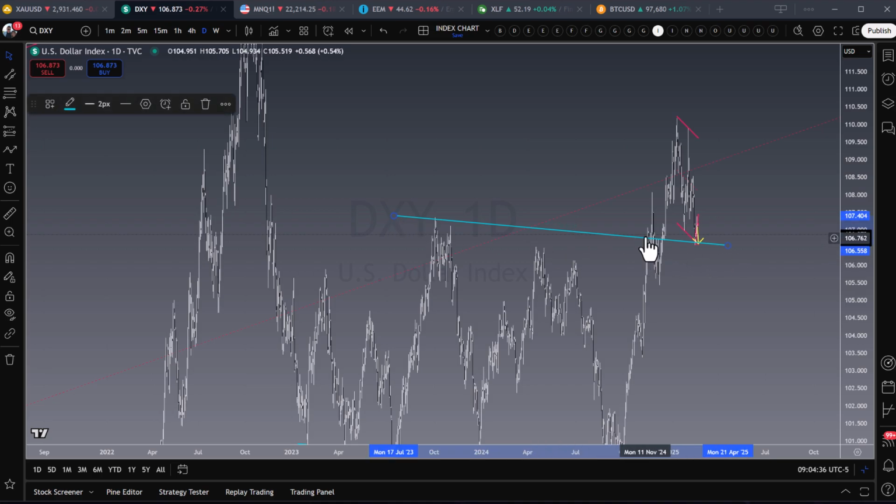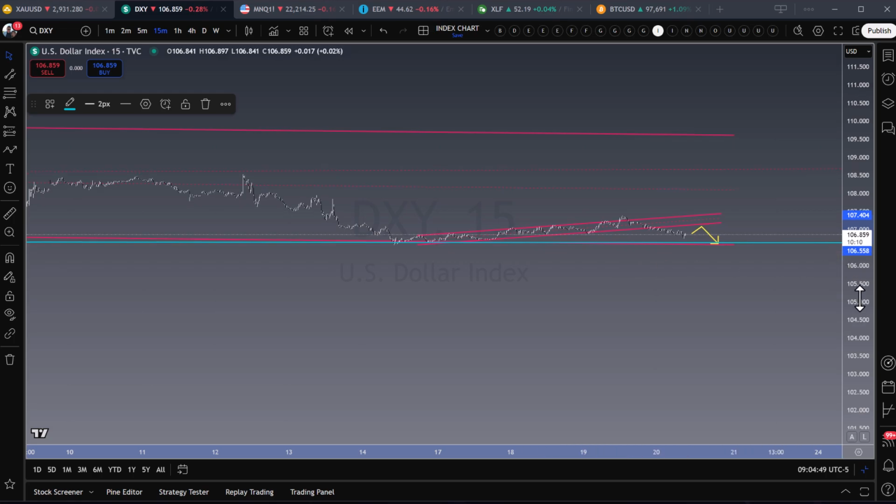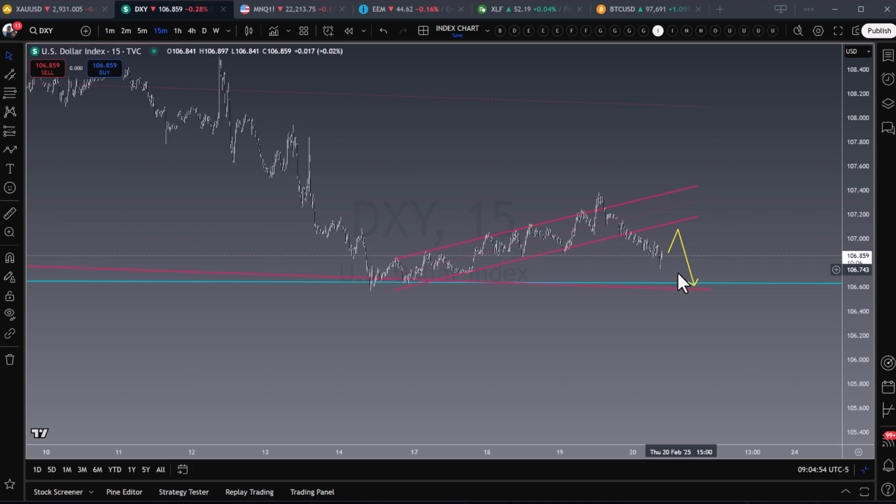Now, this channel line was broken here, came back in and whipped out. Now we're coming back to retest that. If that holds, dollar could get strong again. So that's something you want to pay attention to. We're going to go back down here in the 15. But now that we know where we're at in the trade, because of the past, we are looking to see if this holds or breaks.